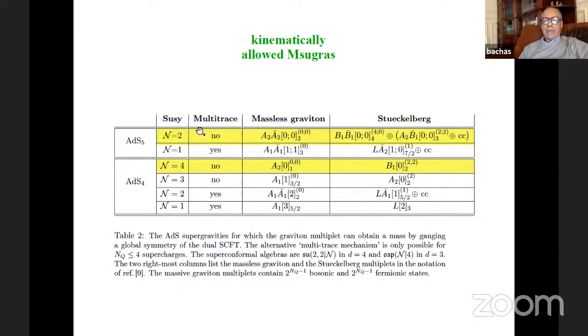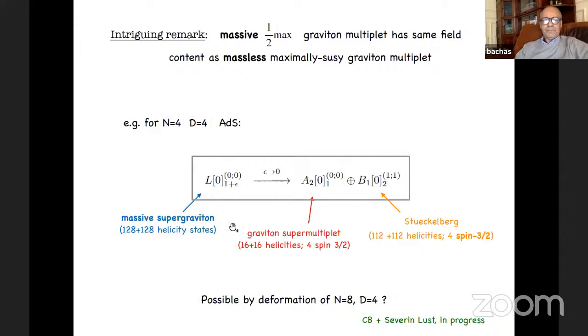The comment I want to make is that both of these maximal SUSY massive gravities cannot work with multi-trace deformations. Only with this gauge mediation process can they work. So that's one more reason why gauge mediation is in a sense superior.